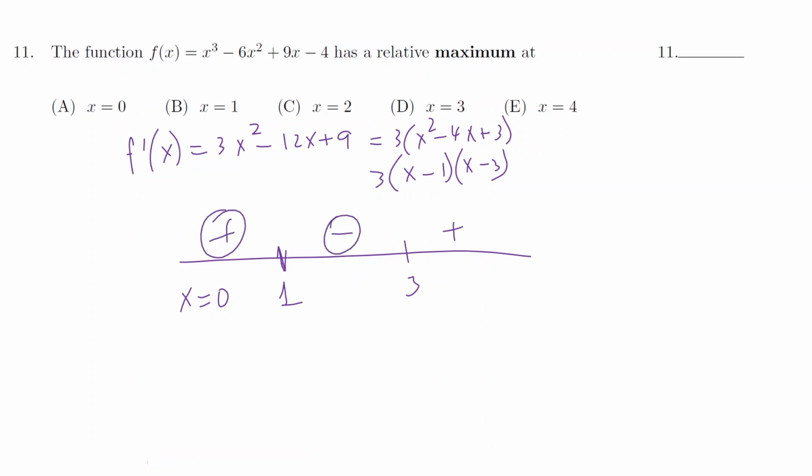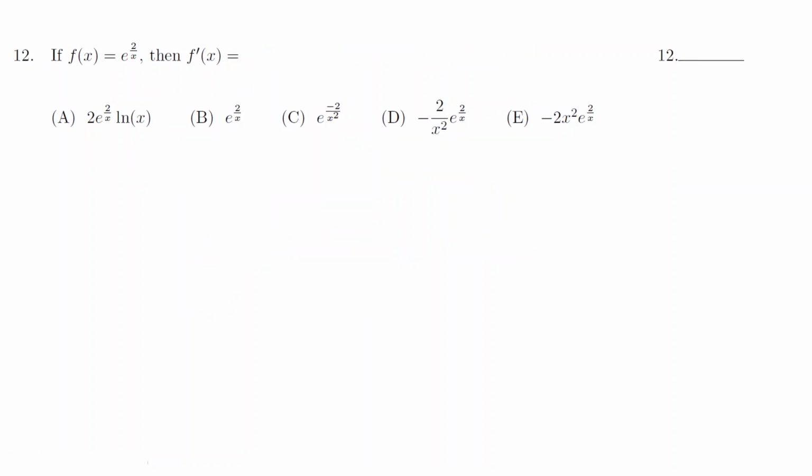This is negative, this is positive. Relative max is going to be right here, x equals 1, b. Next, 12. Here we need to find the first derivative.